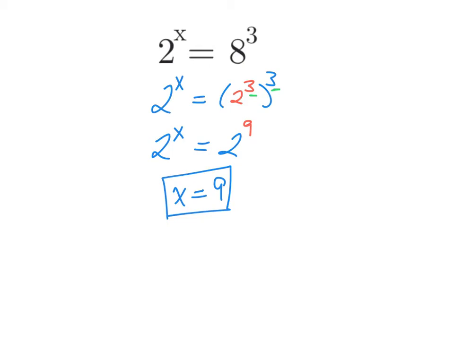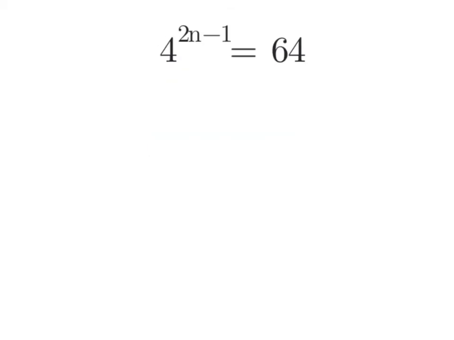If you wanted to check it, you could do that real quick. Just plug x into the left side, 2 to the 9th power, and you'll get 512. And then also figure out what 8 to the third is, and guess what? It'll also be 512. So let's use that same strategy on a few more examples.